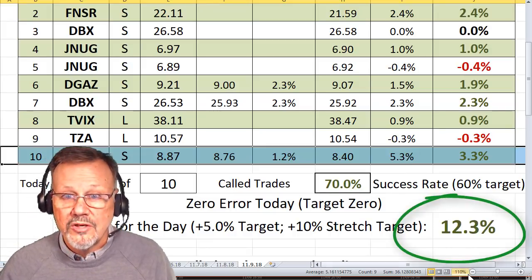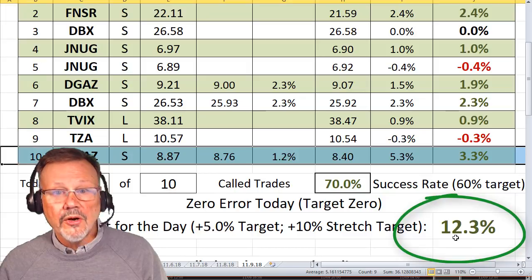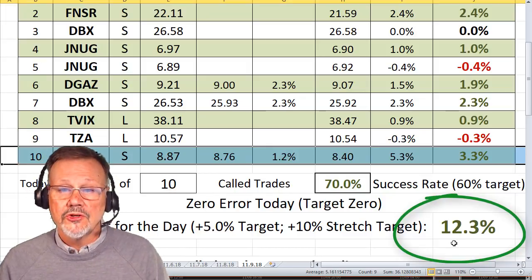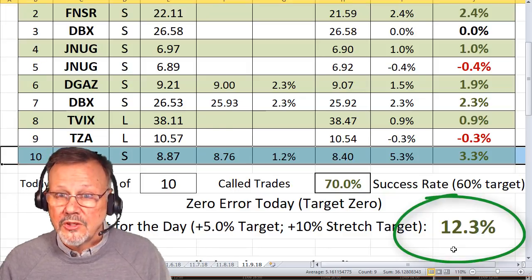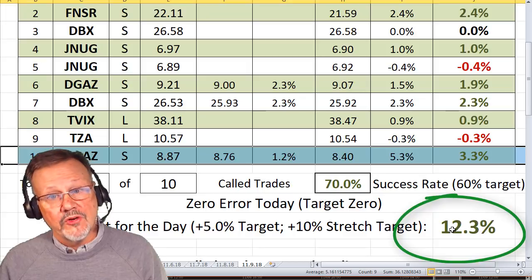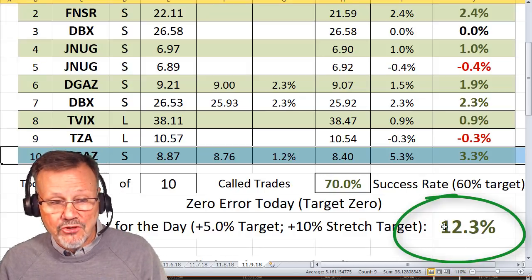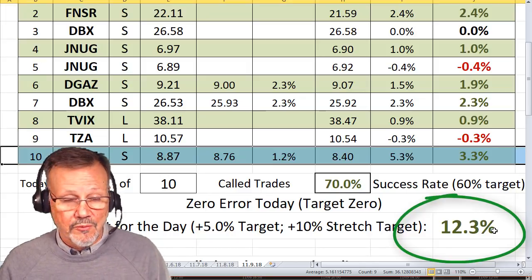12.3%. Now that's net of our risk, which would be if our model portfolio is that you trade $10,000 per trade, and you put a 1% stop. That's risking $100 per trade. But for every 1% we make on that risk, that would be $100. So we made about $1,200 here today in the first 2 hours of the market.